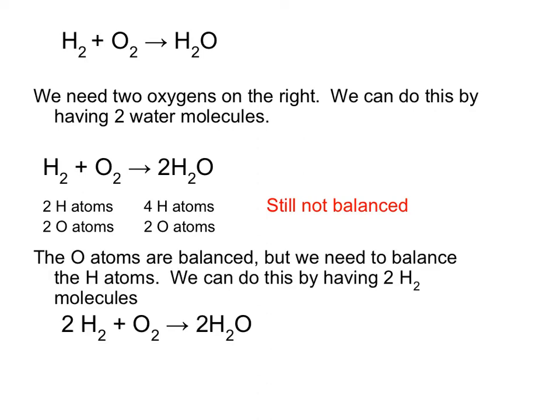We don't have the same number of each type of atom on both sides of the equation. So we take care of this by having 2 hydrogen molecules react. This is now a fully balanced equation. We have the same exact number of both types of element on both sides of the equation. That's what you're ultimately trying to do anytime you balance an equation. You need the same number of all types of atoms on both sides of the equation.